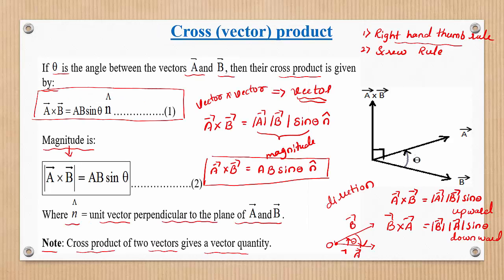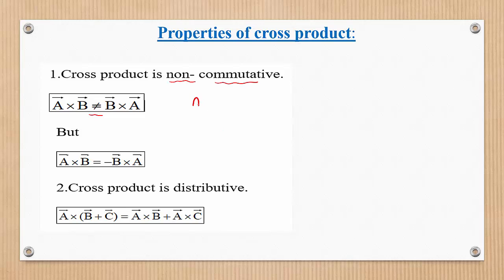You can observe this example here, we considered vector A cross B and vector B cross A. Their directions are exactly opposite. So we can write vector A cross B is equal to minus of vector B cross A, because their directions are exactly opposite. Right?